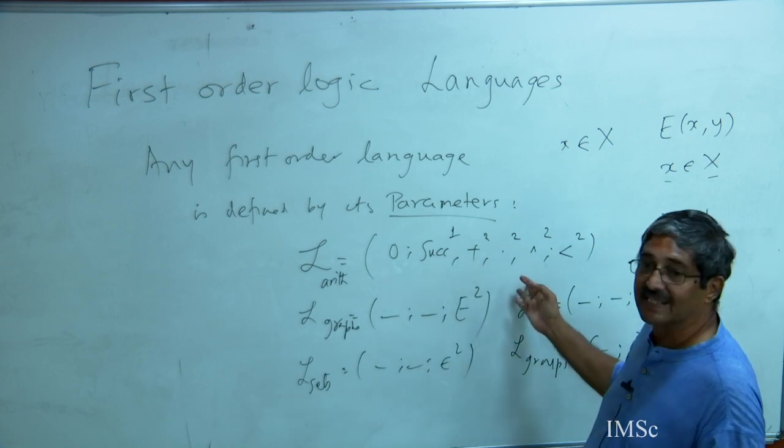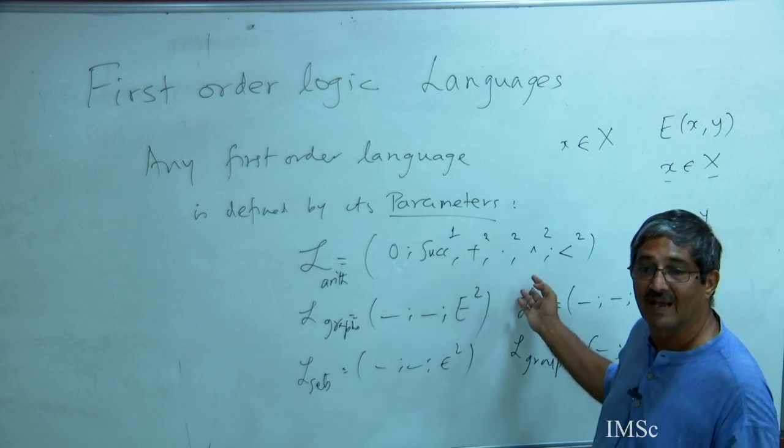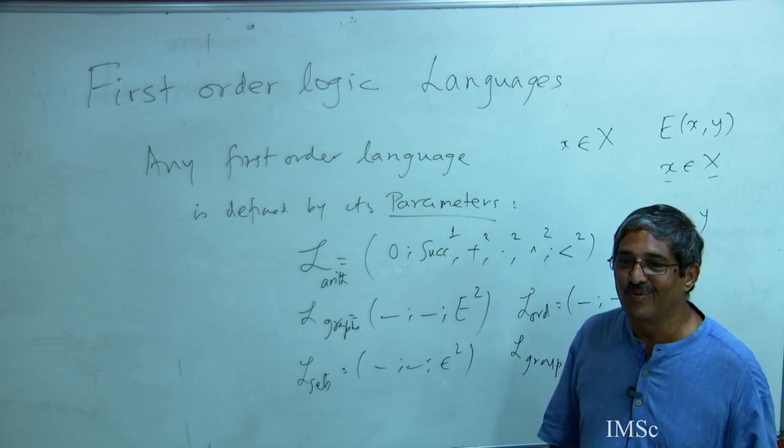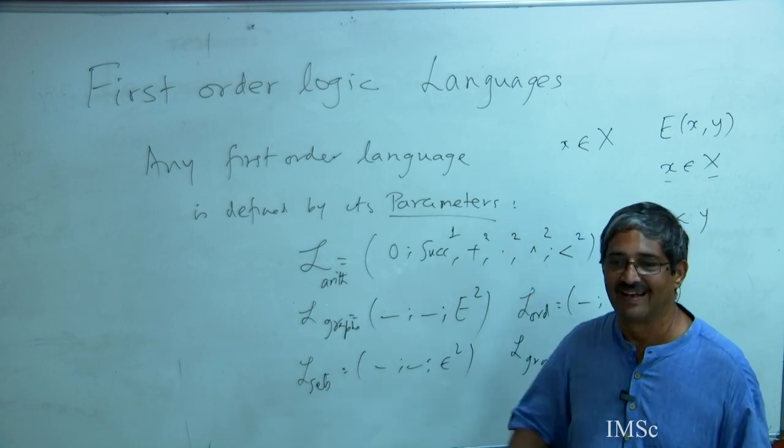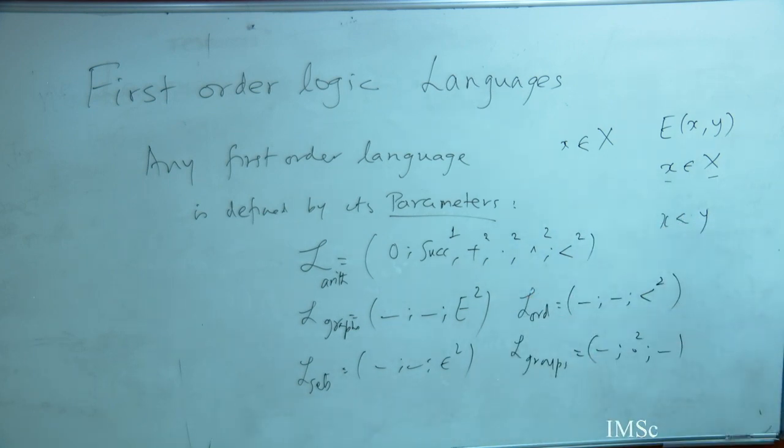And then again, you have some functions. There is a list of functions that you have. How many in general? Who cares? Whatever you like. Then relations. How many? Who cares? Right? Whose money are we saving?